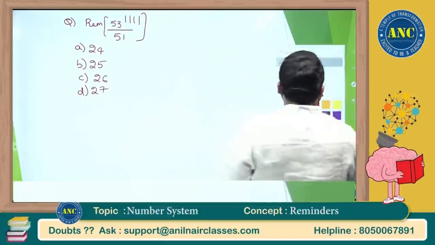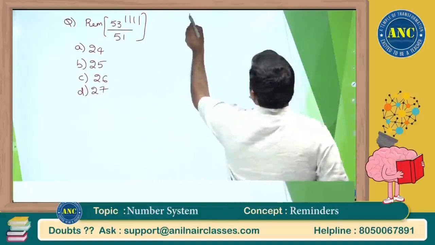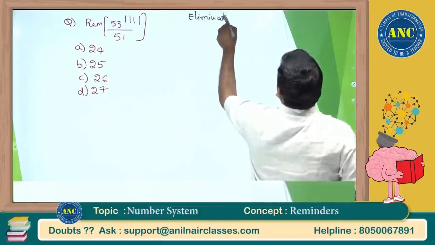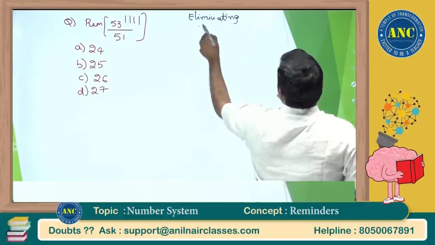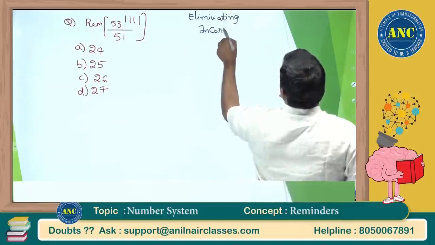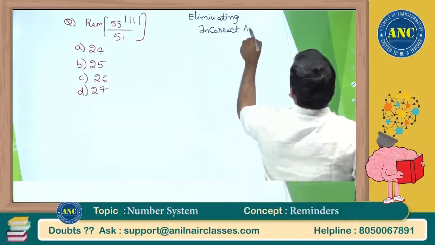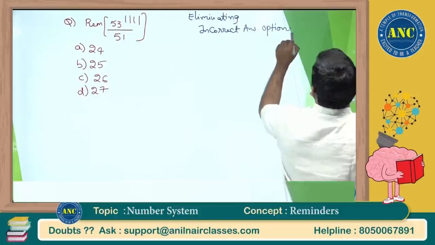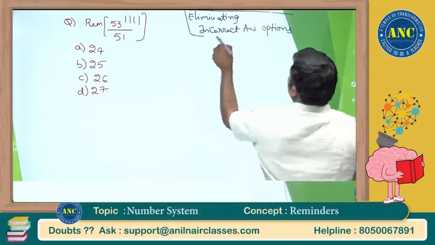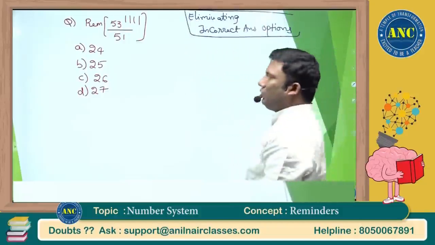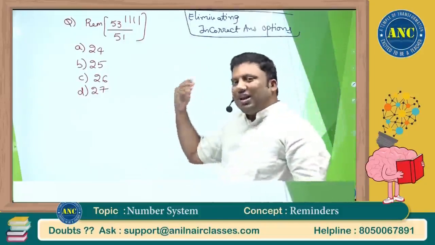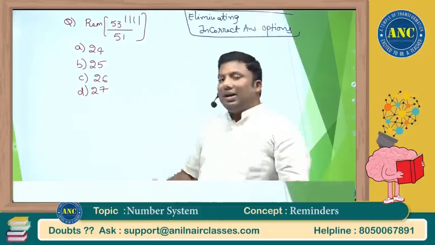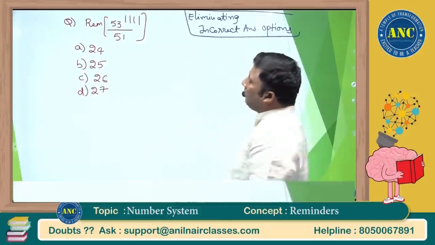I made a statement: the Chinese remainder theorem can help us in eliminating incorrect answer options. How it helps us in eliminating incorrect answer options, we will see. First I will tell you the basic problems, then I will get into level 2 problems. Finally, I will take advanced level problems.